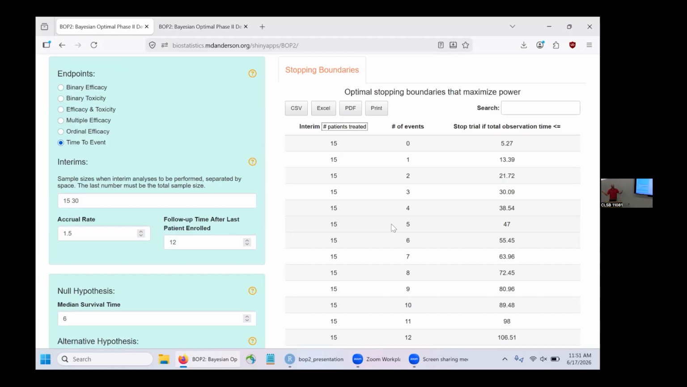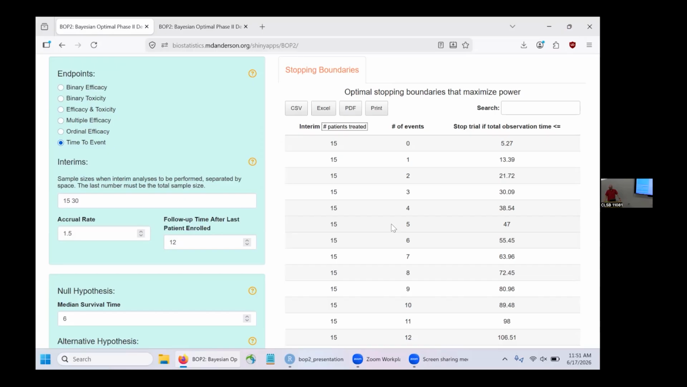So we remember we're stopping for futility. So we're stopping if the drug doesn't work. That means we're going to stop if we have lots of events really soon. If the drug worked, we'd have to wait a long time to see events. So we want to stop if we have a bunch of events right quick. So if we have 6 events in a very short period of time, our drug doesn't work. So we're stopping our trial.